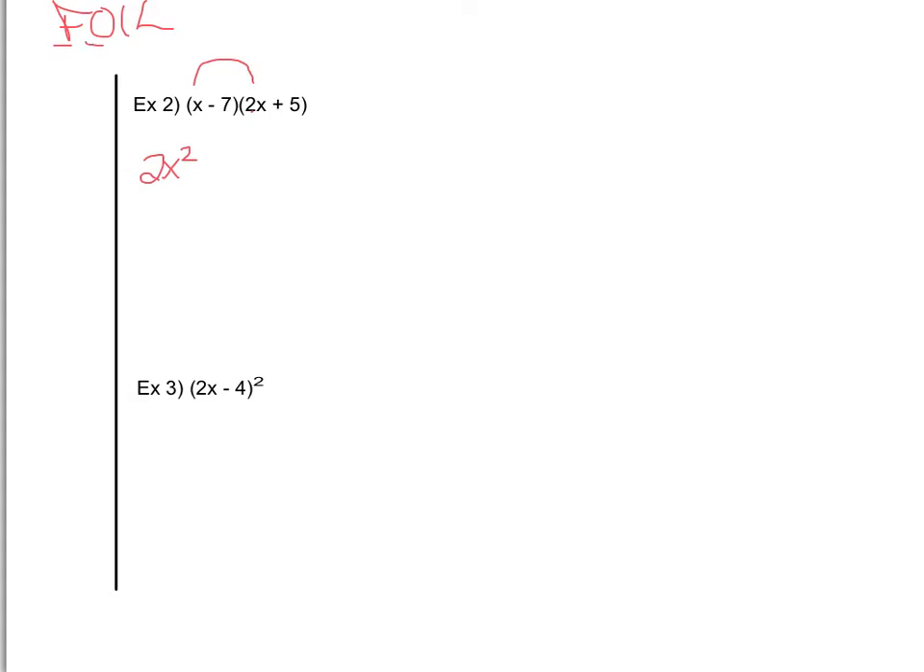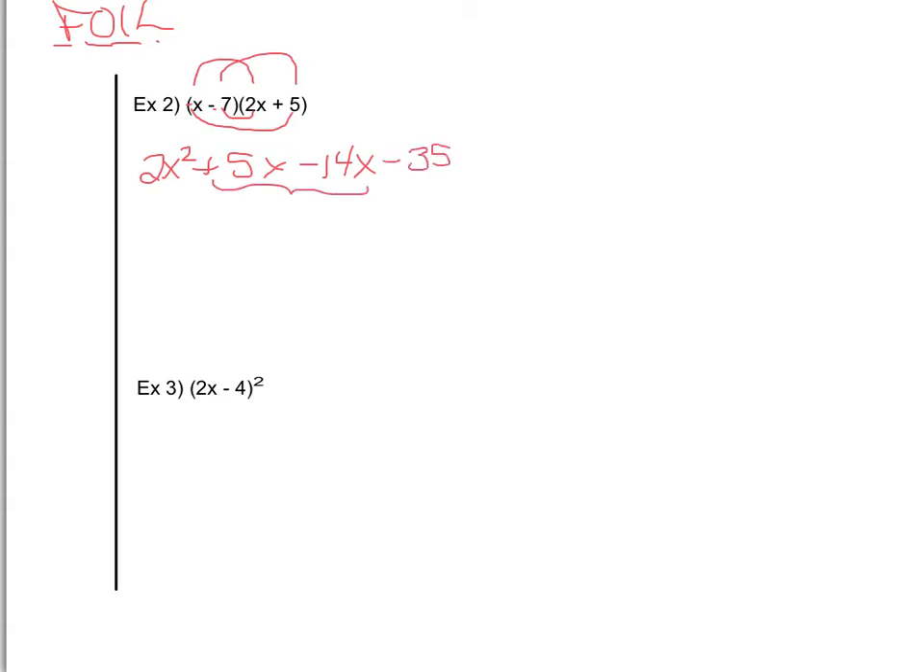Then I'm going to go ahead and do my outside times my outside. So my outermost term times my outermost term. Oh, that's one I just did. So outside times outside, sorry, is going to be my outermost times my outermost. So x times 5 is 5x. Inner times inner, negative 7 times 2x is negative 14x. And then last times last, negative 7 times positive 5 is negative 35.